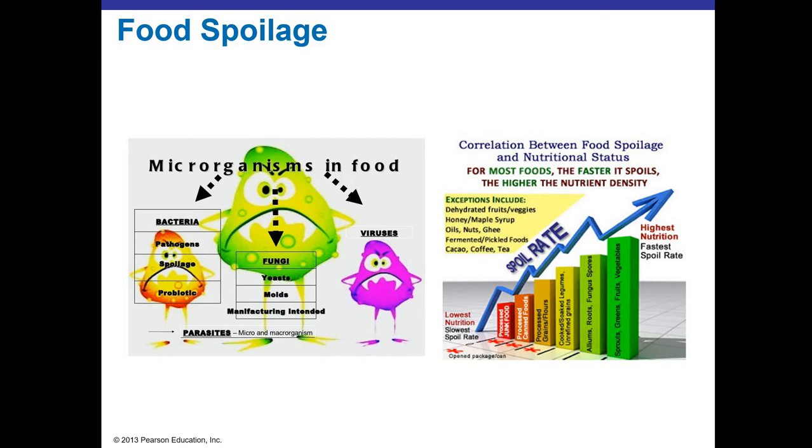They often are in what are referred to as food deserts because they can't get access to fresh fruits and vegetables. The exception might be things like dehydrated fruits and veggies and nuts, but in general, we see this unfortunate correlation that for most foods, the faster it spoils, the higher the nutritional density, but it's spoiling because the microbes like all the food that's there as well.